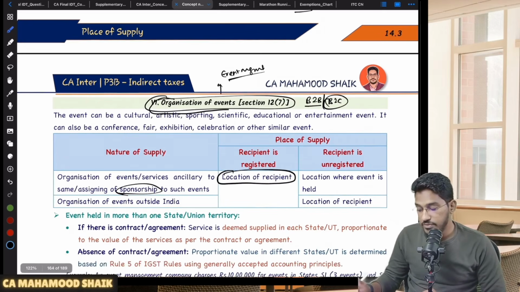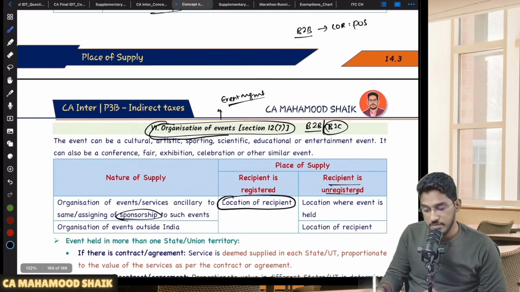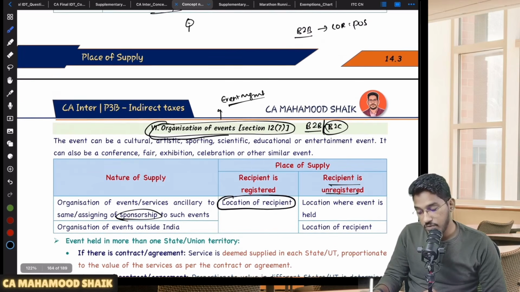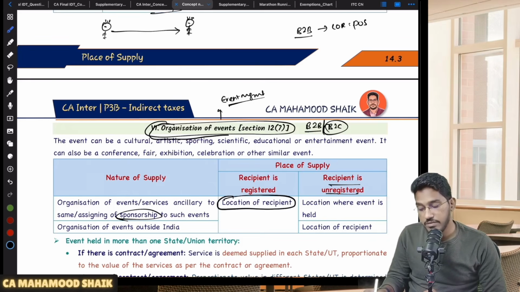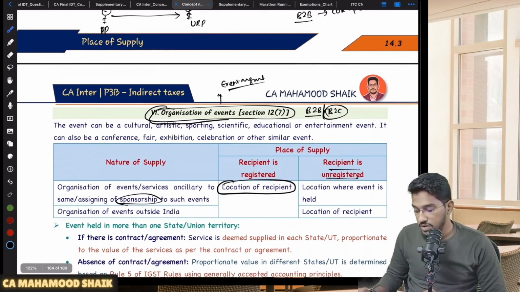On the other hand, if your recipient is an unregistered person, let us say for example, there is a person who is an unregistered person. He is celebrating his wedding. Okay, so now he approached one event organizer to do the event organizing of his wedding. Okay, so here the recipient is unregistered person, whereas supplier will be registered person. So now what will happen in this case?